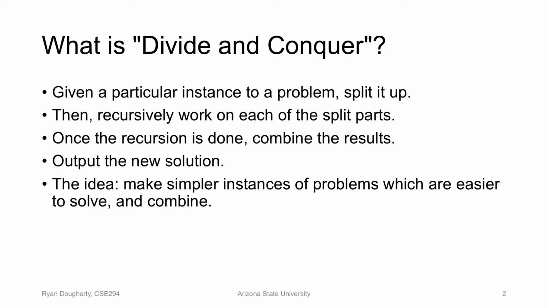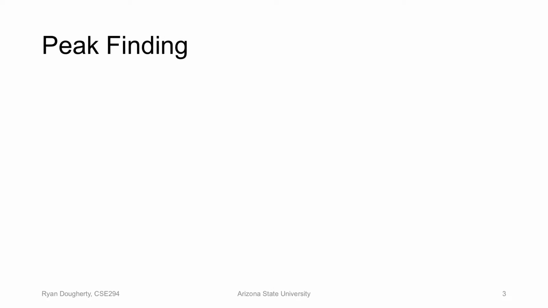All right, so the idea in general here is make simpler instances of problems. So make a smaller call on yourself that are easier to solve instead of just the general thing, and then combine the results at the end. So just split the problem up in general. All right, so we'll be talking about, I believe, 3 problems. So the first one is called peak finding.